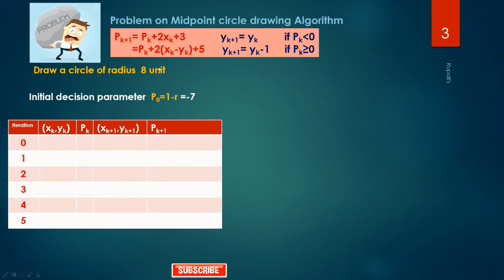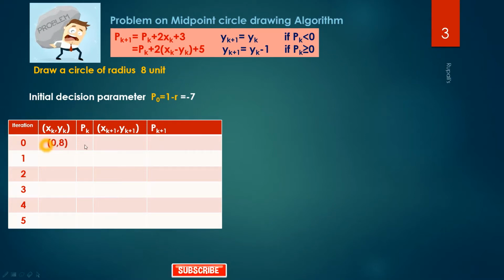Now, this is our table. What are the values of xk and yk? We start from the center. The value of xk is 0 and y is the radius, because the maximum value of y is the radius length, that is 8. So it starts from 0, 8.